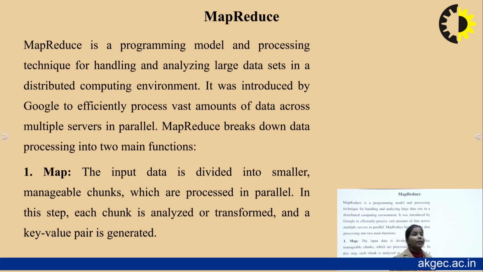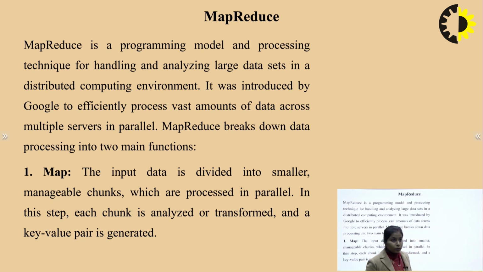Now, the next topic is MapReduce. MapReduce is basically a processing technique for handling and analyzing large data sets in a distributed computing environment, and it was introduced by Google to efficiently process vast amounts of data across multiple servers in parallel. MapReduce breaks down data processing into two main functions: first is map, and second is reduce.